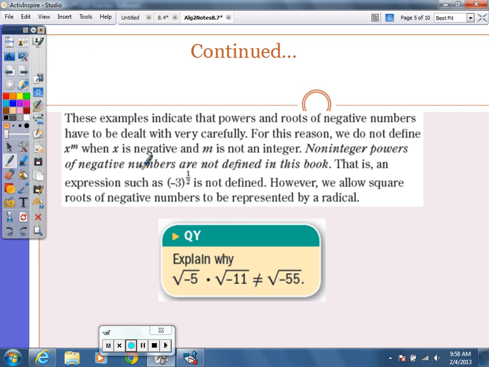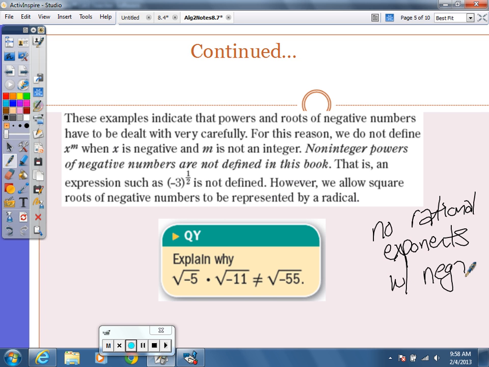These examples indicate that powers and roots of negative numbers have to be dealt with very carefully. For this reason, we do not define x to the m when x is negative and m is not an integer. So, no rational exponents with a negative base. It gets too confusing. Too many mistakes could be made. Okay, so we don't even address it in this book. You can't have a negative to a rational. It's not even defined for this textbook.